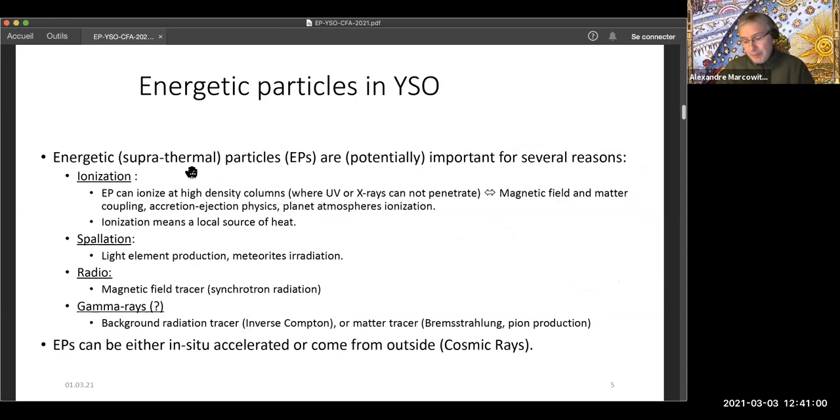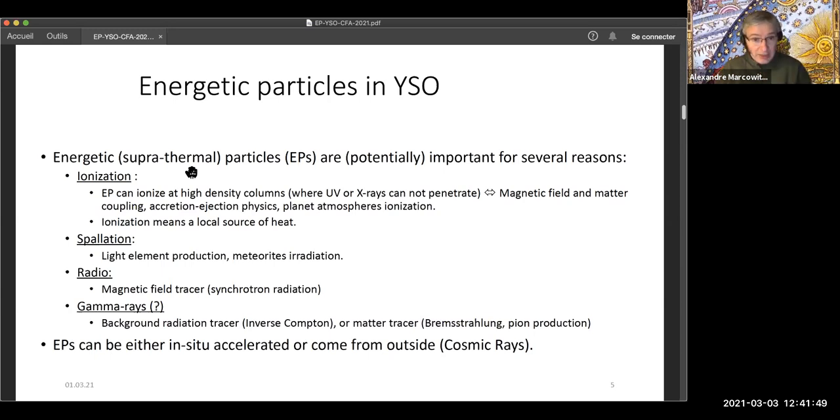So coming to my point of today, energetic particles in these objects. These particles are of interest for several reasons. First of all, energetic particles can produce some ionization at high density columns where radiation cannot penetrate. And so ionization is an important aspect because it is a way magnetic field and matter can get coupled. And then accretion-ejection physics is likely controlled by this level of ionization. And for planet atmospheres, ionization is also important for a later stage of the object.